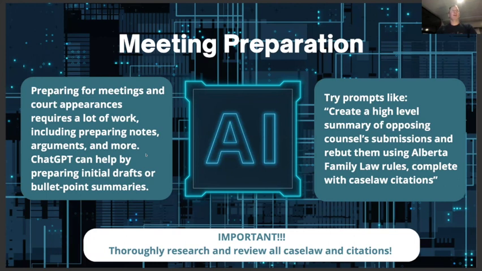So you can try prompts like "create a high-level summary of opposing counsel's submissions and rebut them using Alberta family law rules, complete with case law citations." And the white bar at the bottom of the screen says, "Important: thoroughly research and review all case law citations." ChatGPT has been known to generate false cases in the past. So if you are relying on something that ChatGPT produces, make sure that you thoroughly review what it produces and are ensuring that the case law that you're citing is actually beneficial to your case.